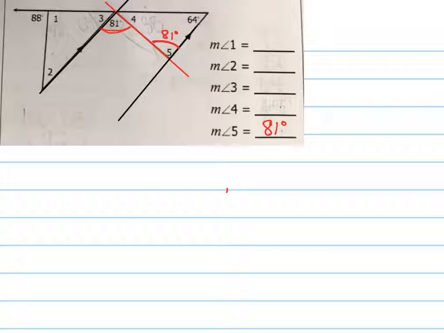Got it? Now that I found that, what can I say about angle 4? You could do 180 minus 81. And see, this is what happens. Once you find one thing, the other things kind of fall into place. So those all add together, which means angle 4 equals what? 35. Good. So angle 4 plus 81 plus 64 equals 180.